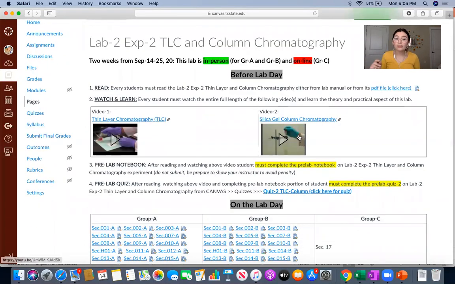Okay, so before your lab day, make sure you read the lab manual, annotated, get good notes out of it. Once you think you got that down, make sure you watch this video, and the video I'm going to post as well, which is the one I'm recording right now.